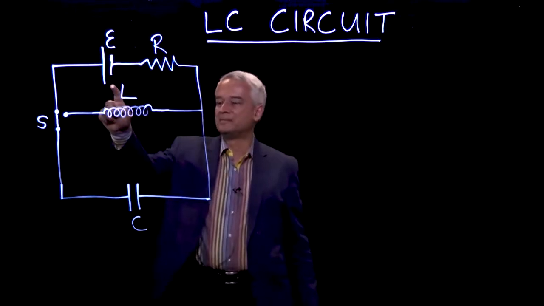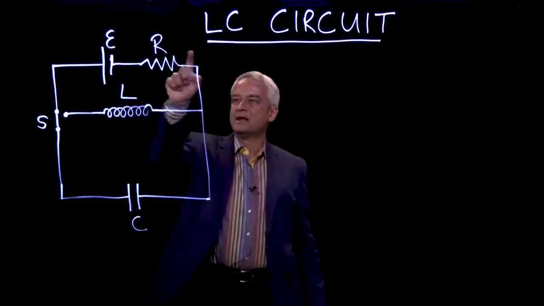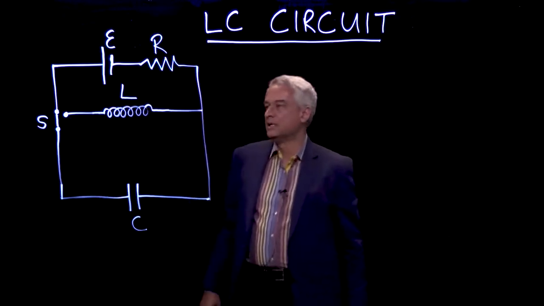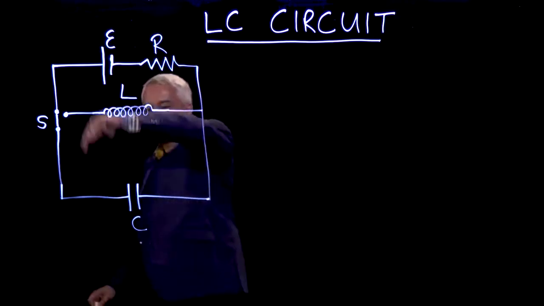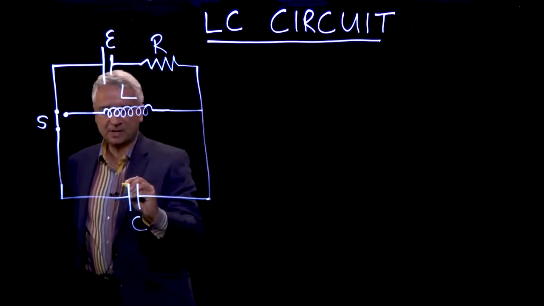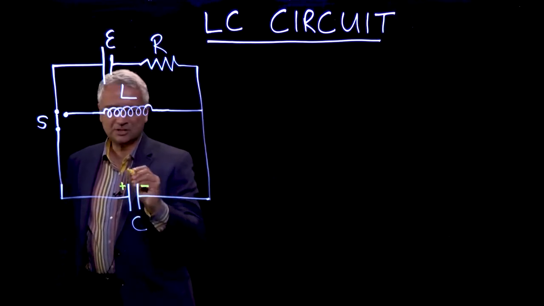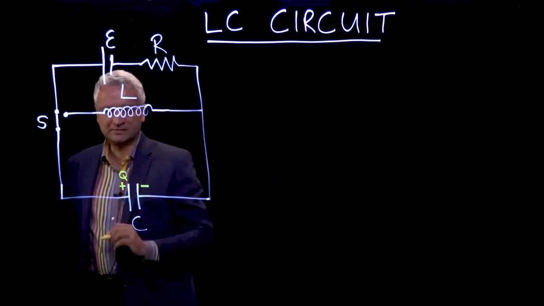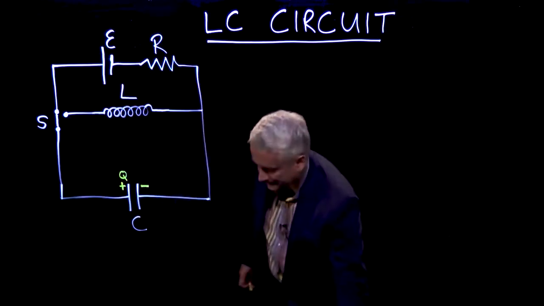I've got a battery driving a charge onto a capacitor. And when there's a current flowing, that current is flowing through a resistor here, R. So what happens? Well, we know what happens. This battery loads this capacitor up with some positive charge on this plate, a negative charge on this plate. And so there's a charge Q here, which is positive, and then there's a negative charge minus Q on the other plate.